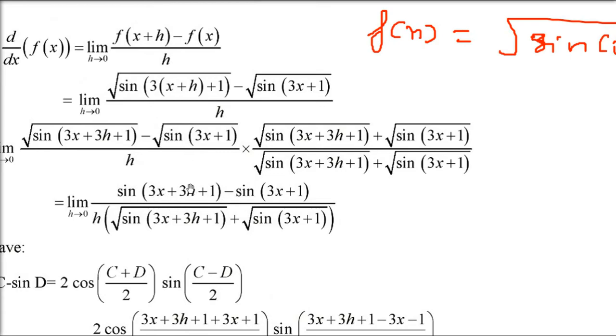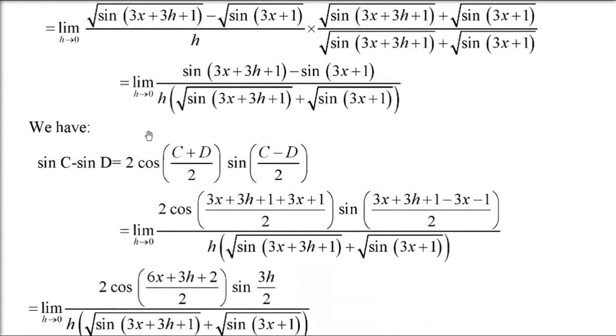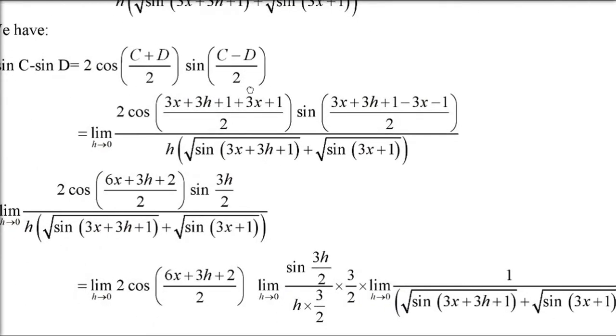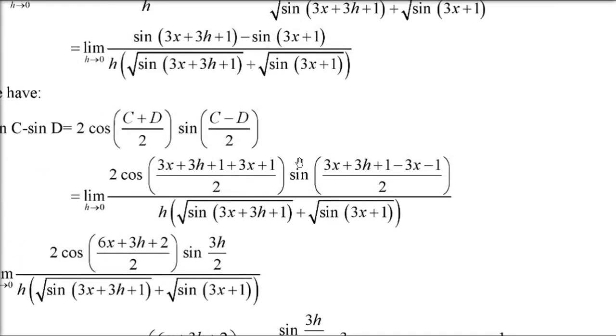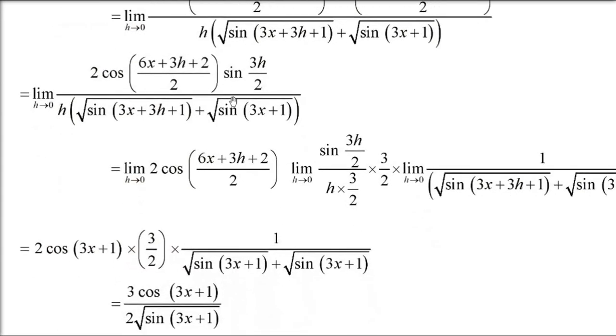Now you have to worry about this numerator. What is this? Sin c minus sin d. So 2 cos((c plus d) by 2) and sin((c minus d) by 2). So 2 cos of this plus this by 2, 3x plus 3h plus 1 plus 3x plus 1 by 2, and sin of c minus d by 2. Now here no elimination is there. So you have 6x plus 3h plus 2 by 2. Here 3x cancel 3x, 1 cancel, 3h by 2. Now you have h already there, so sin(3h by 2). So you have to have h, this 3 by 2 just include. So 3 by 2 also you have to have in the numerator.